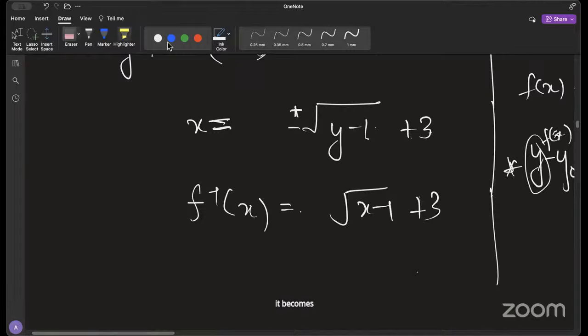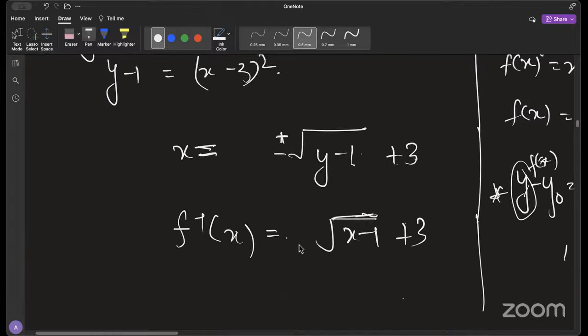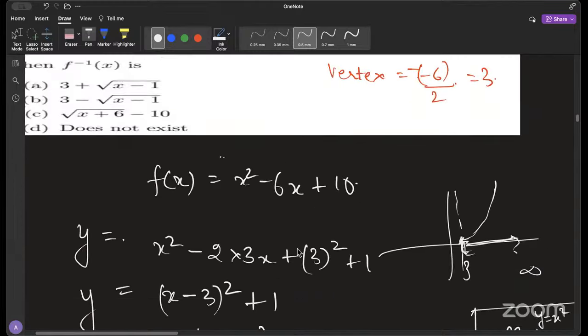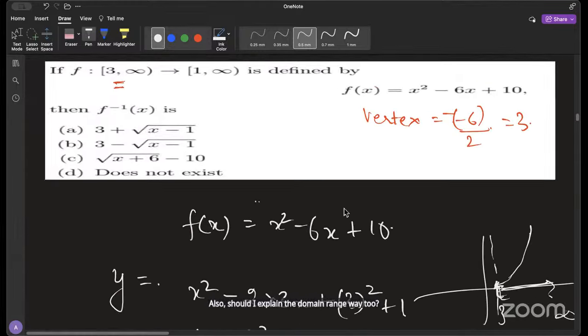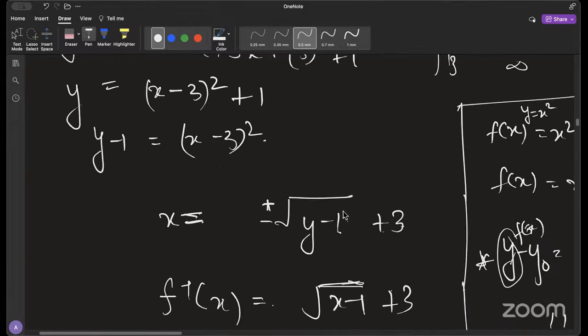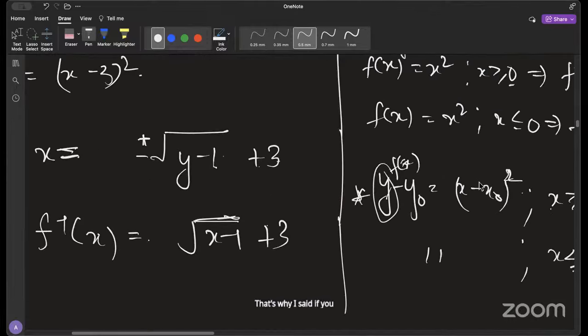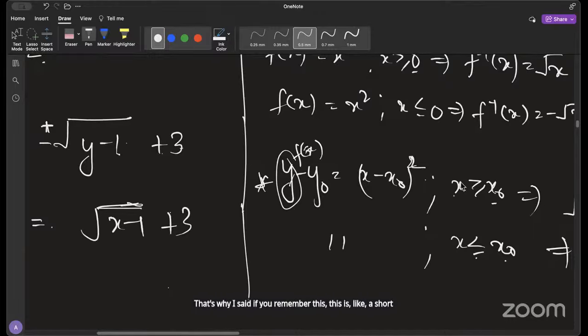It becomes same because... Is this clear to everyone? Yes. Or should I explain the domain range way too? That's why I said if you remember this, this is like a short trick that you can have.